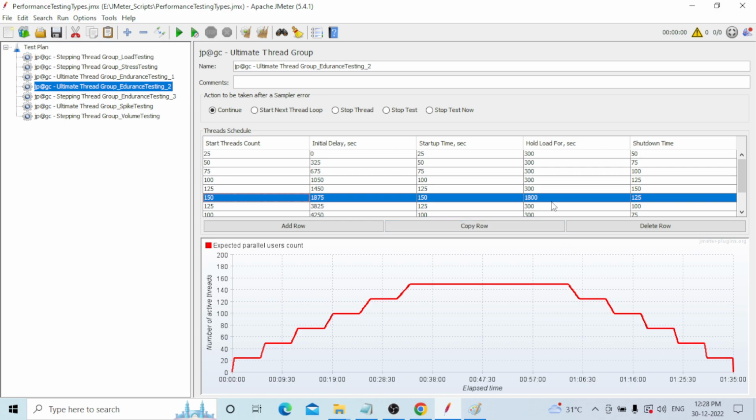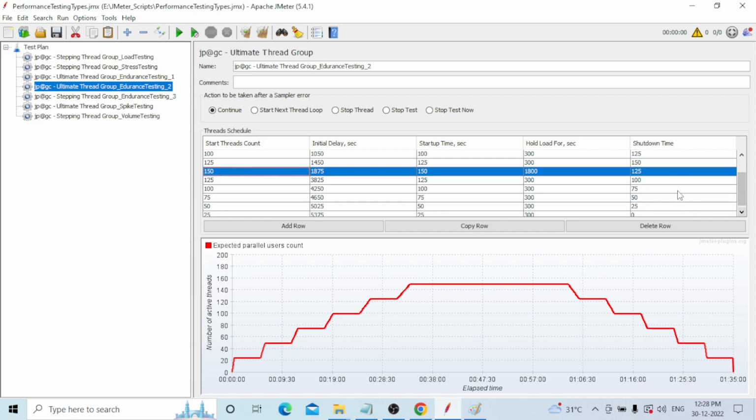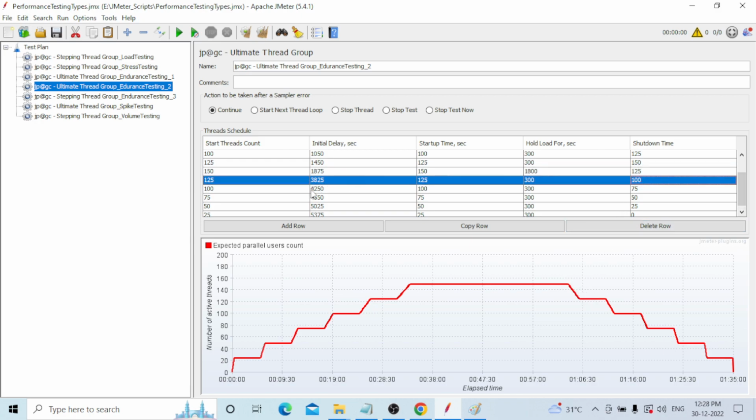Ramp down. Now 150 plus 25, right? Now it's minus: 150 minus 25, total 125, you can give 125. 125 means it's down, so you give 125, same 125. This one: 1875 plus 150 plus 1800, total 3825.